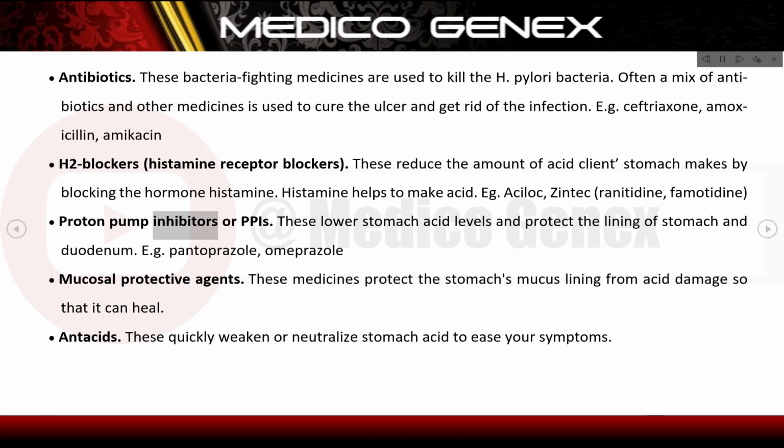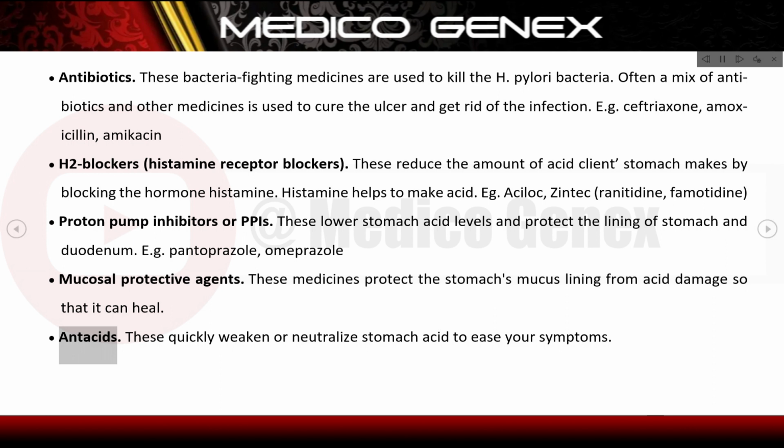Proton pump inhibitors or PPIs. These lower stomach acid levels and protect the lining of stomach and duodenum. E.g. pantoprazole, omeprazole. Mucosal protective agents. These medicines protect the stomach's mucus lining from acid damage so that it can heal.